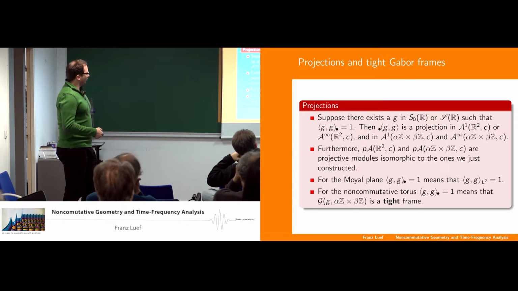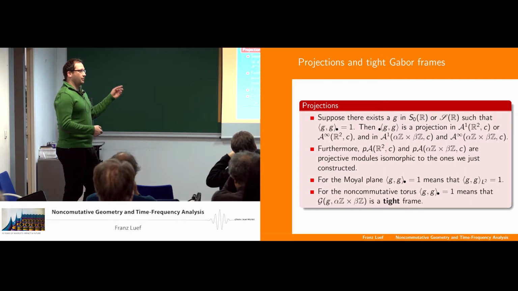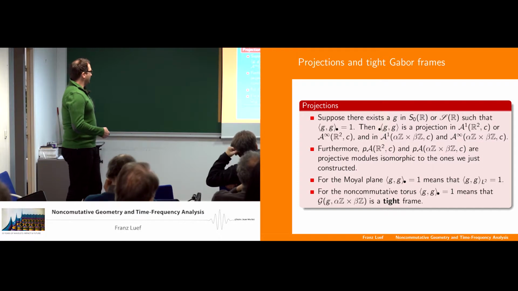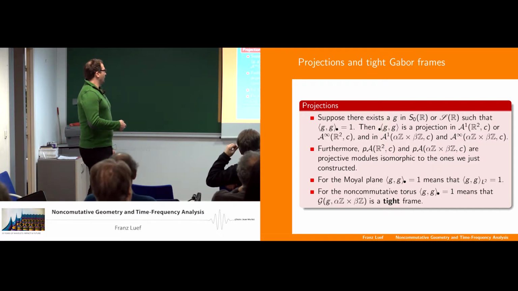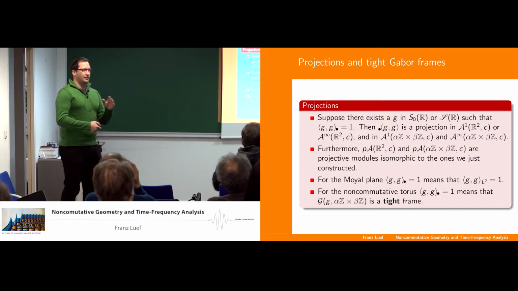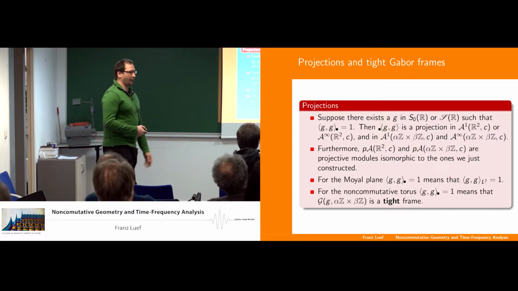And if you do this for the Moyal plane, then this condition was an L2 condition. So this just means that this is normalized as norm 1 in the L2 sense. But in the noncommutative torus case, it means that GG for this other inner product is the identity, and this is precisely the Wexler-Raz condition. So that's precisely for G to be a tight frame. So what you get is that there's a correspondence between constructing a projection in the noncommutative torus and tight Gabor frames.